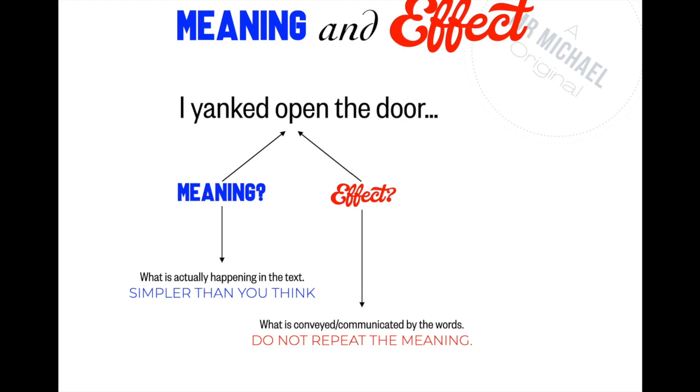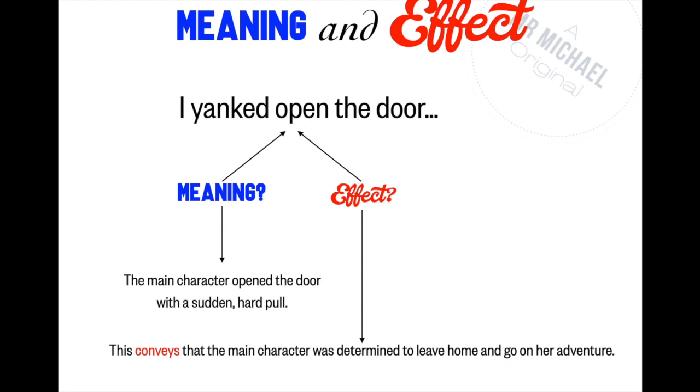Why would you yank open a door? And have a look at the answers that I put here. The meaning of the sentence, "I yanked open the door," is that the main character opened the door with a sudden, hard pull. Remember that in the meaning, all you're doing is explaining what is actually happening here.